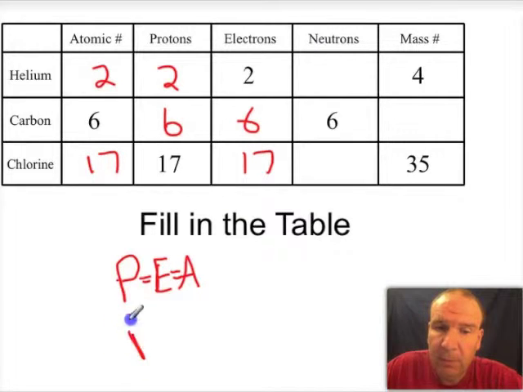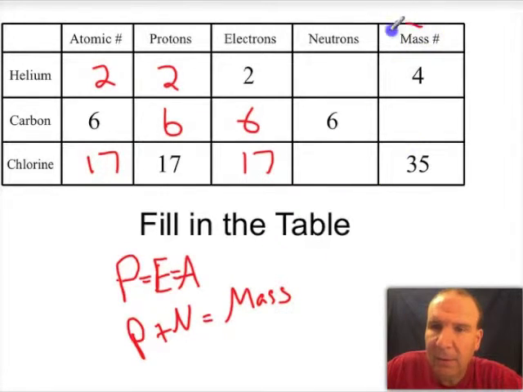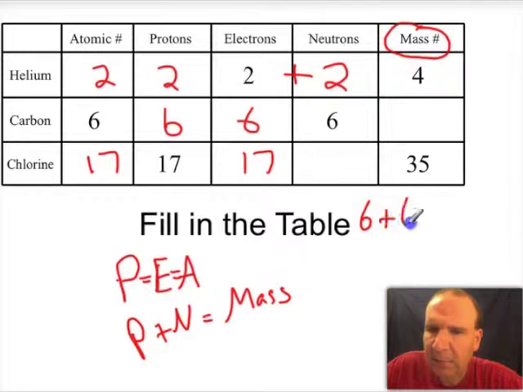Now, how do we get to neutrons? Well, remember, protons plus neutrons equals what? The mass. So we got the mass number right here. So 2 plus what equals 4? 2. Now here it's a little bit different. Here's 6 protons and there's 6 neutrons. So here I've got those 2, but I don't know the mass number. Well, 6 plus 6 is 12.